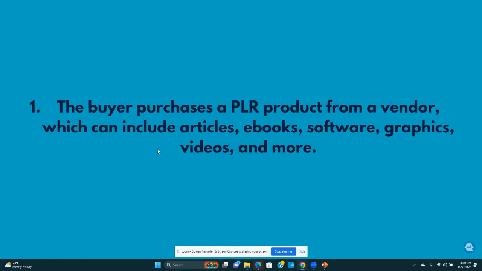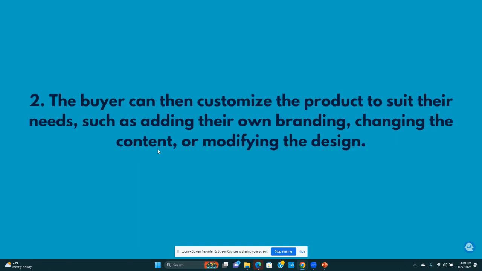First things first, the buyer purchases the PLR product from the vendor or website. I have some listed in my description that you can take a look at. If you go to that website, you can purchase it, and most PLR products include digital products, graphics, videos, articles, ebooks, and software. So you will make the purchase.